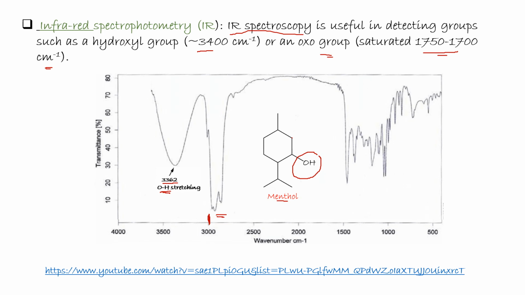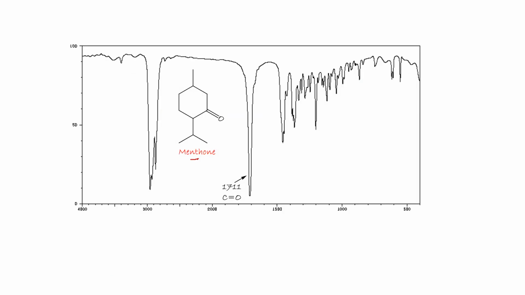Okay, for more you can listen to the playlist here for the infrared lectures. Here is benzoin, which has C double bond O. The infrared shows clearly a peak, very sharp and strong at 1711. Again, you can see here also the CH stretch of carbon sp3 hybridized.